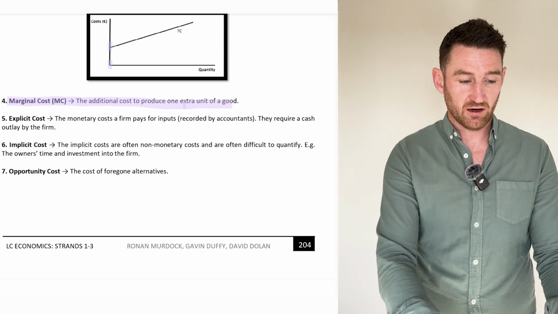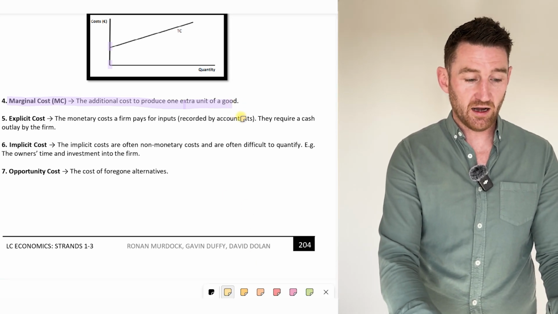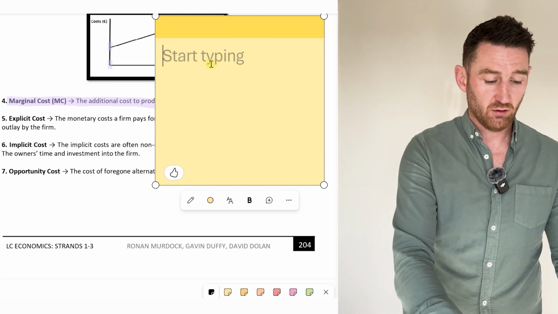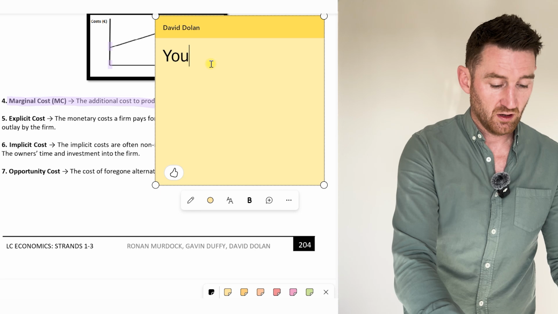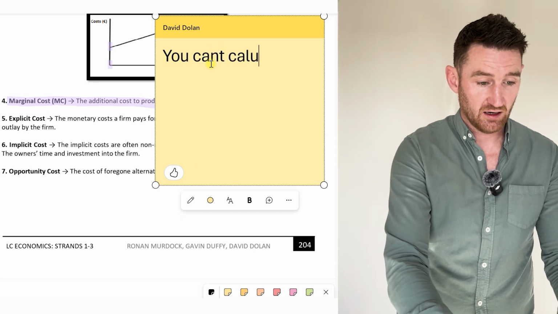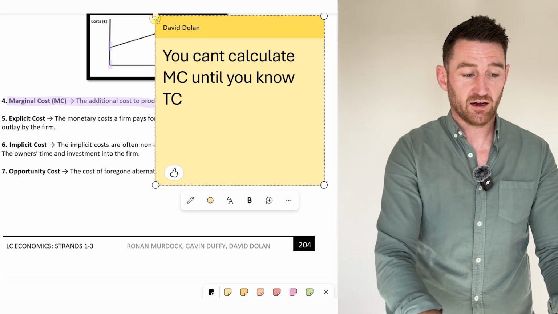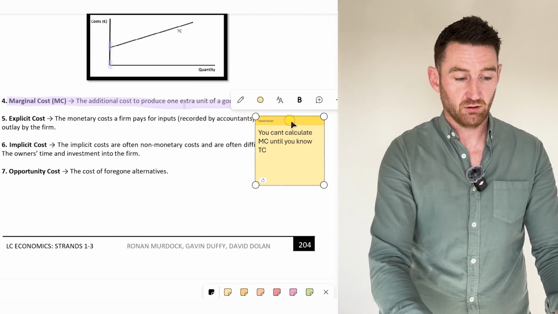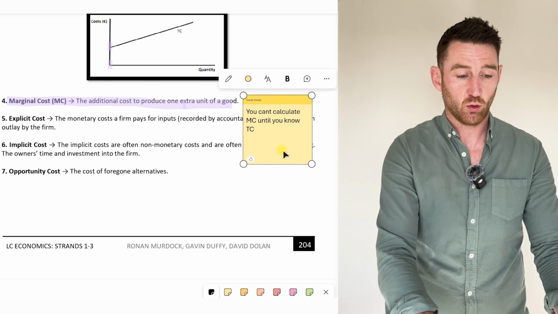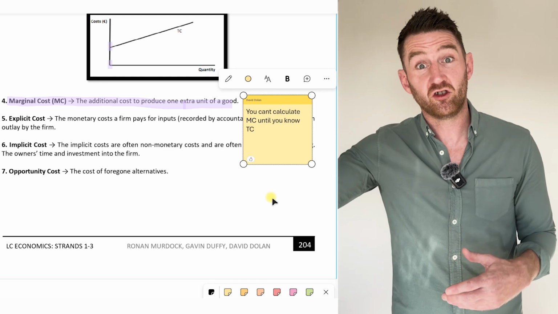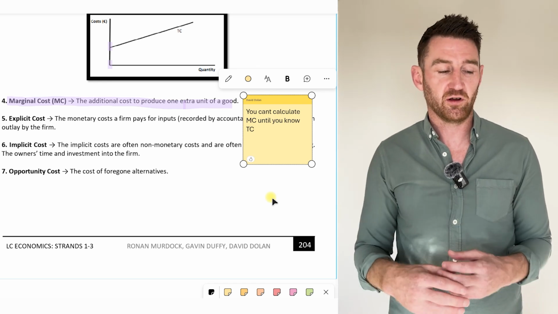Now, a crucial thing to take note of there: anytime you see marginal cost in an exam or anything like that, remember that you can't calculate marginal cost until you know total cost. Same way that you can't calculate marginal utility until you know total utility. It's the exact same thing there. So it's really important. You can't calculate marginal cost until you know your total cost, because marginal cost is the change in total cost from producing an extra unit.